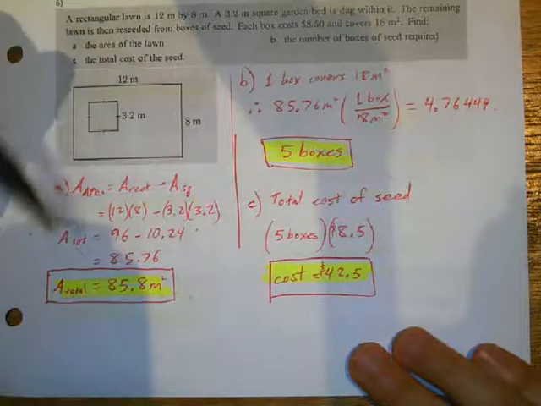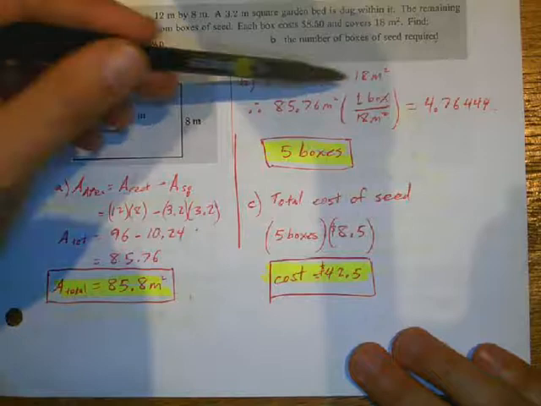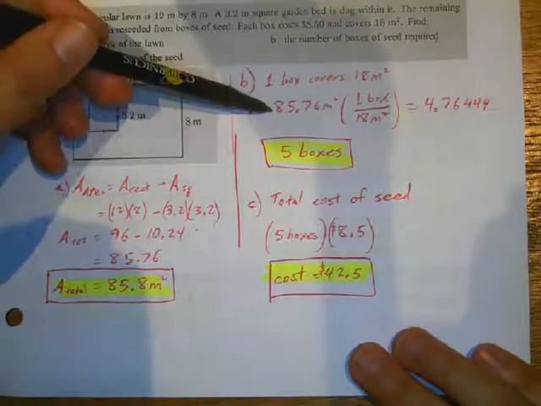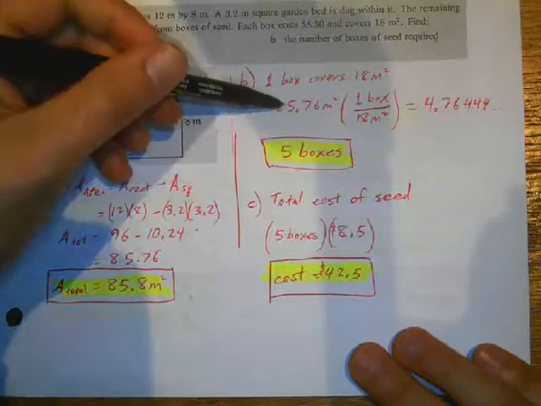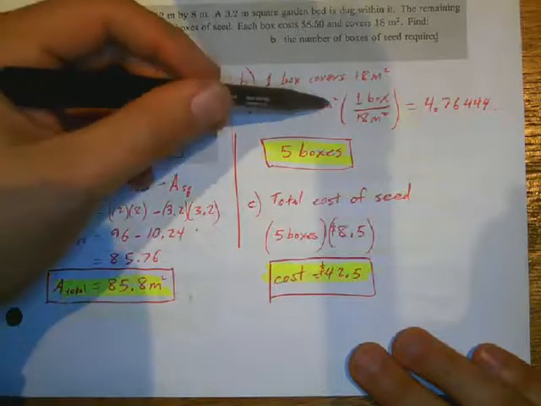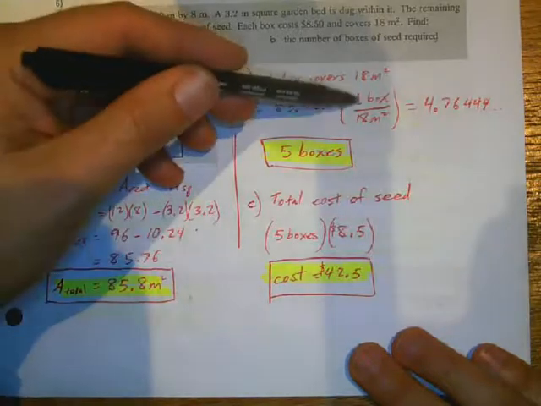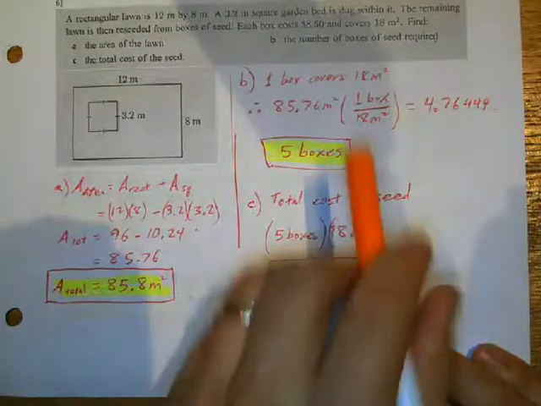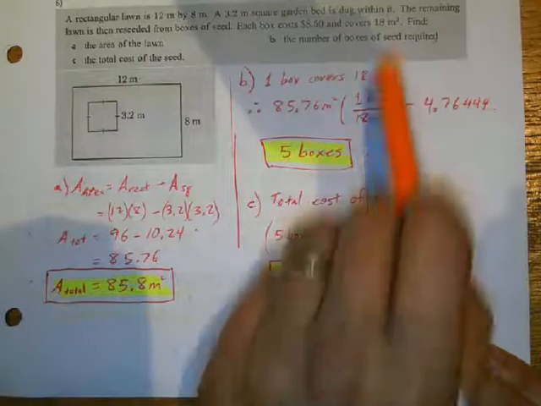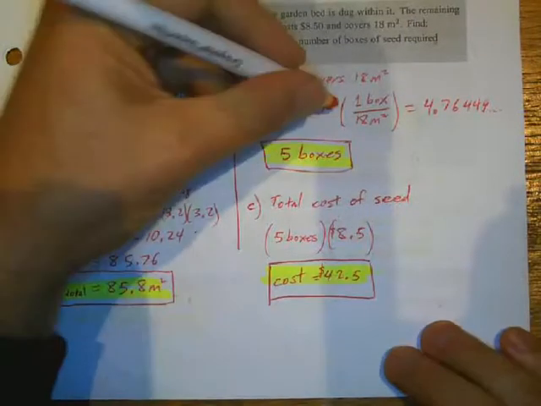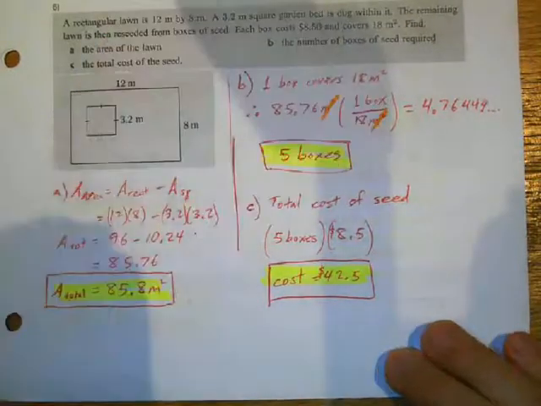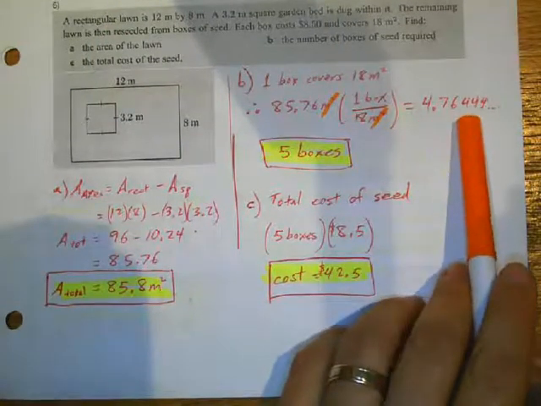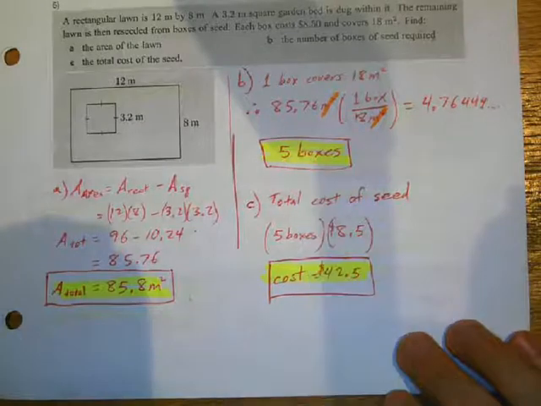Okay, the box covers 18 meters squared, and we know this is our area. So we multiply. Notice this is meters squared, and one box is this. So I'm going to have to divide by 18 meters squared in order to make the meters squared cancel out in the top and the bottom. And then we end up with 4.76 something. So we're going to need 5 boxes.